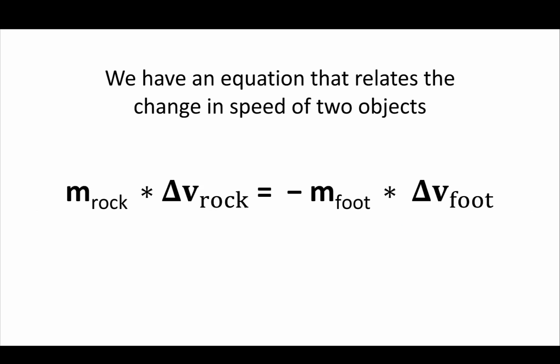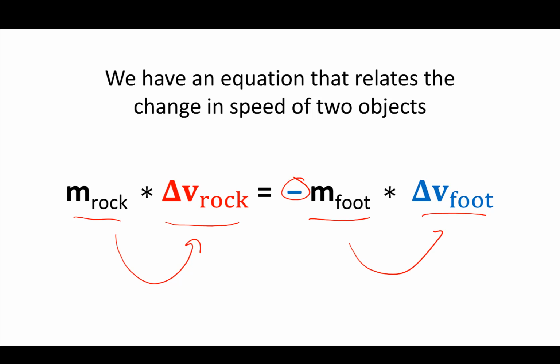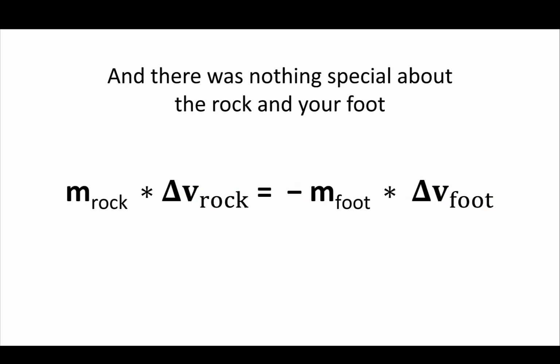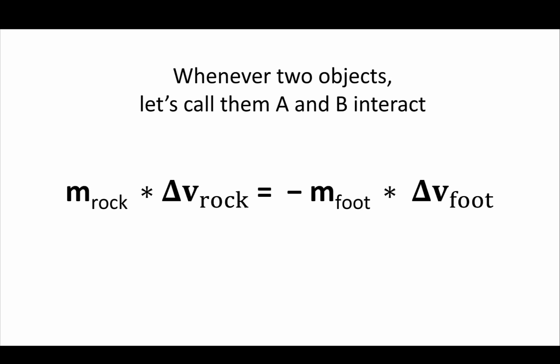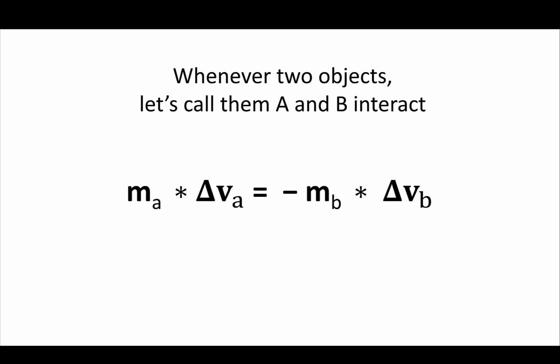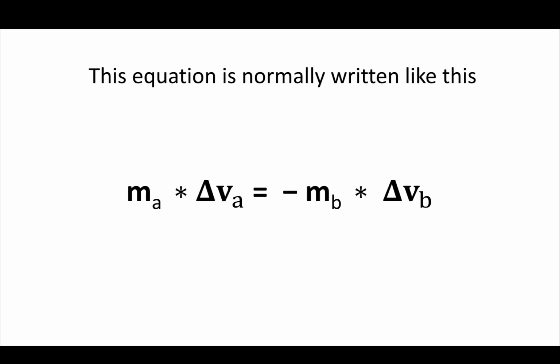So now let's look at what we have. We have an equation that relates the change of speed in two objects. The change of velocity of the rock and the change of velocity of the foot. They are related with this negative sign. So the mass of the rock times its change of velocity is equal to negative the mass of the foot times the change of its velocity. And there was nothing special about the rock and your foot. This would work for any two objects that push each other. So we can call them object A and object B. So whenever two objects, call them A and B, interact, this relationship will hold.